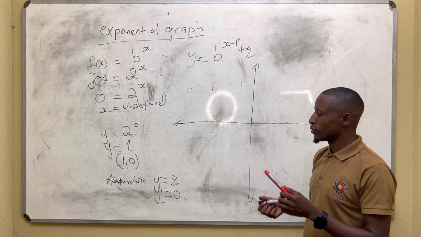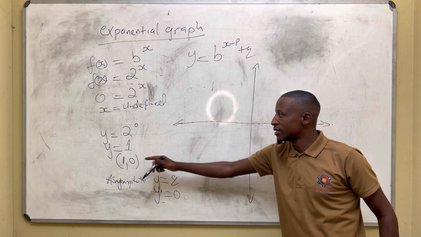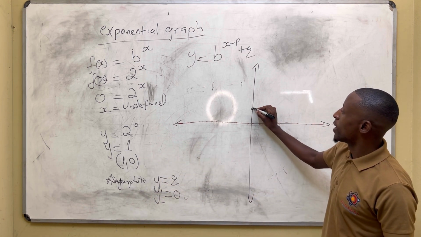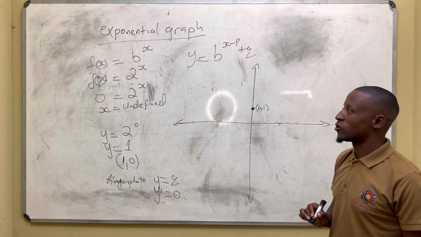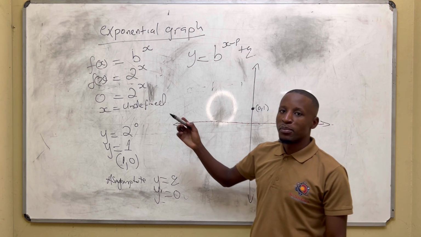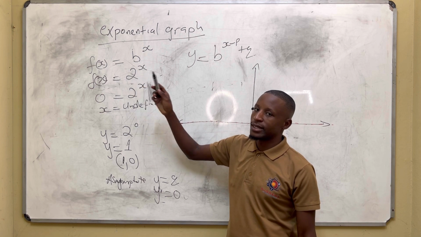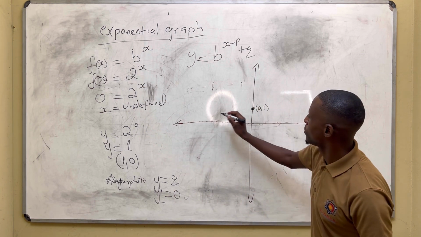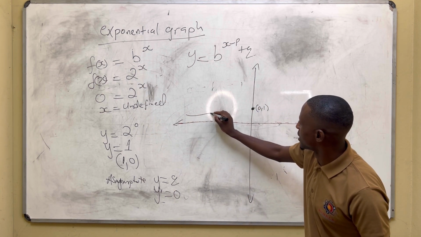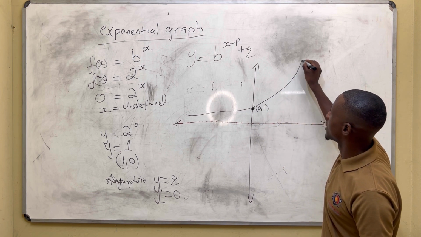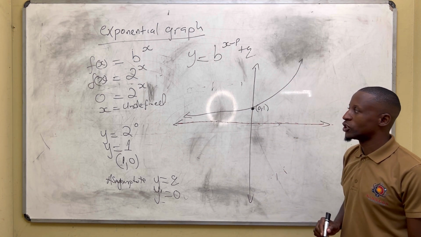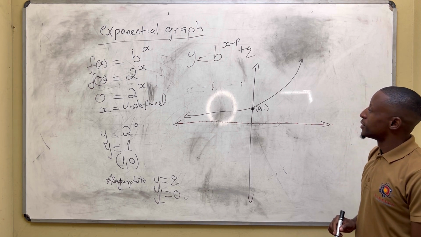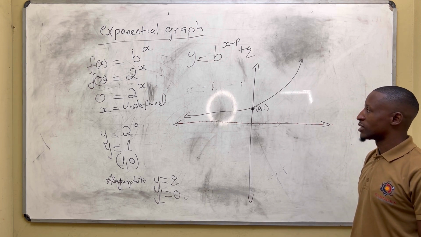Then let us go to the y-intercept. The y-intercept is this one. The y-intercept is going to be (0, 1). Then let us sketch the graph. Check the value of b. The value of b is greater than 1, so we say the shape is going to be an increasing function. So this is how your graph is going to be. This is our increasing function.